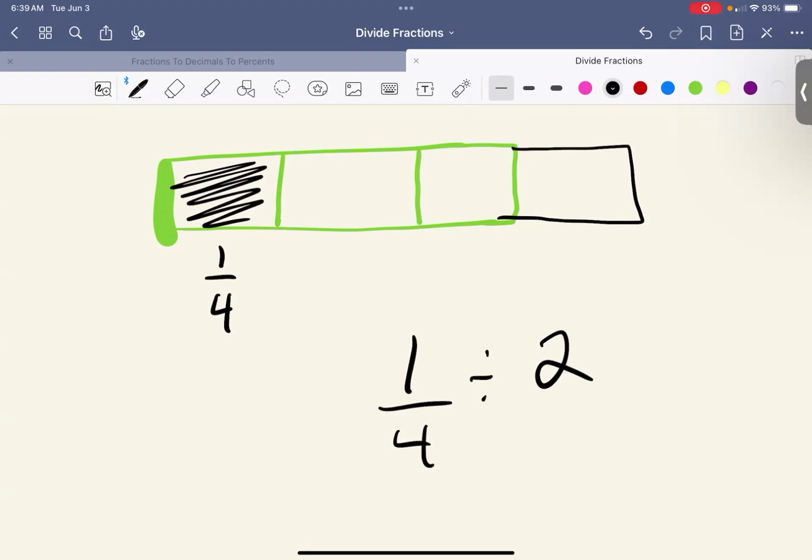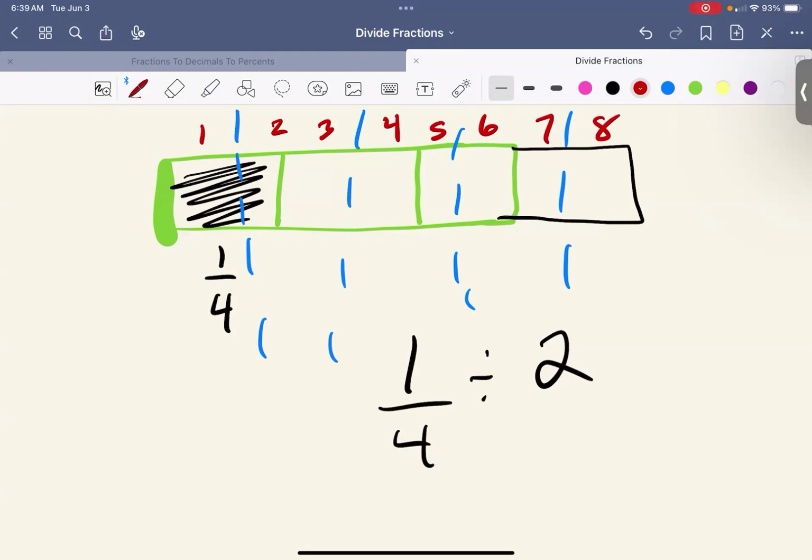So to divide 1/4 by 2, it's as if I'm literally cutting this in half. So all these other 1/4s are also getting cut in half. Now if I look and see how many pieces I have, I have 1, 2, 3, 4, 5, 6, 7, 8 pieces. So now the fourths have been cut into 2. Since they've been cut into 2, they now become eighths.